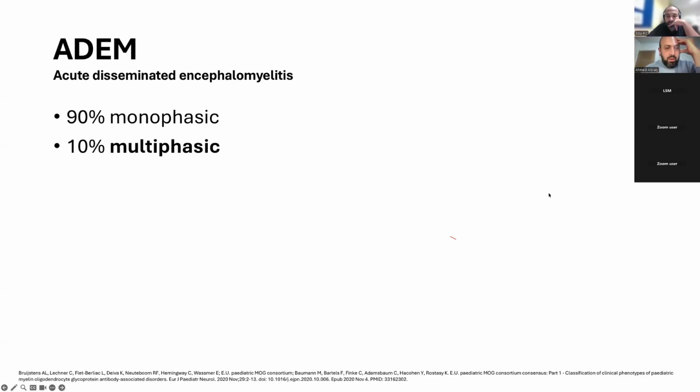What I want to talk about with ADEM today, and this is a very important message as well, is that 90% of them are monophasic, that it just happens once in life, and 10% can be multiphasic. And when I say multiphasic, I mean that it can happen multiple times in life. If it is multiphasic, do you have any impressions what that could mean in terms of diagnosis, or would it change your mind that this is a case of ADEM or something else?